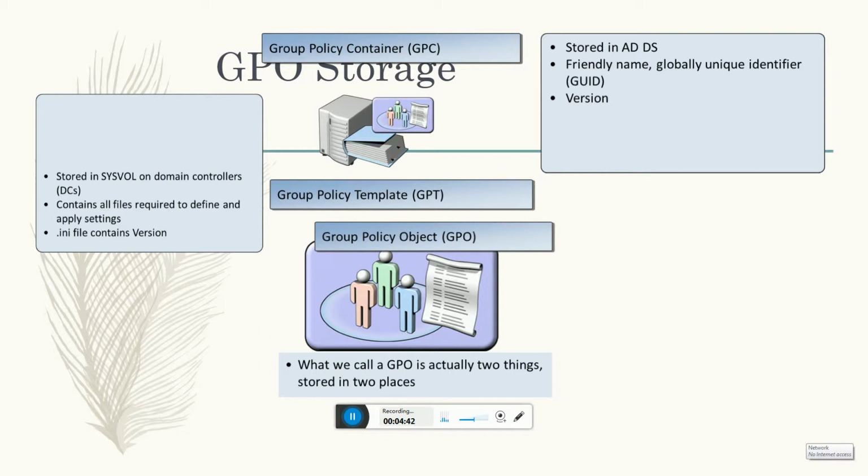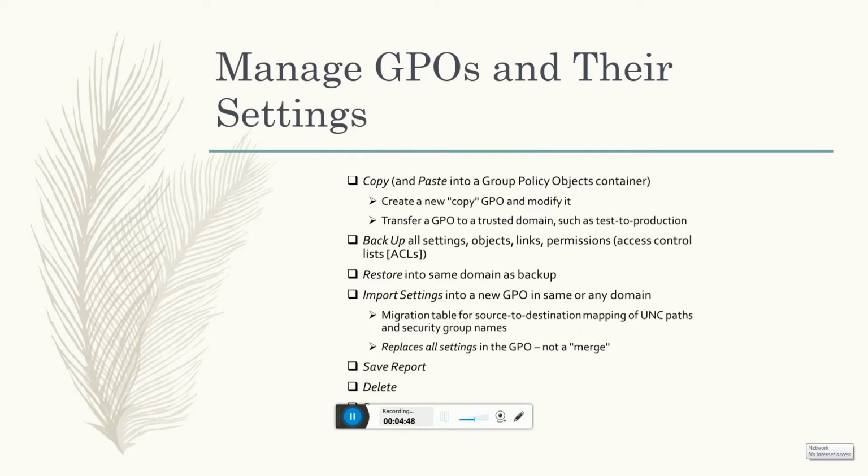A group policy object is actually two things stored in two places. Managing GPOs and their settings: copy and paste into the Group Policy Objects container to create a new copy of a GPO and modify it. Transfer GPOs between trusted domains, such as from test to production. Backup saves all settings, objects, link permissions, and controls. Restore to the same domain as backed up. Import settings into a GPO in any domain. A migration table maps source to destination paths. Import replaces all settings in the GPO, not merges. Also save report and delete.